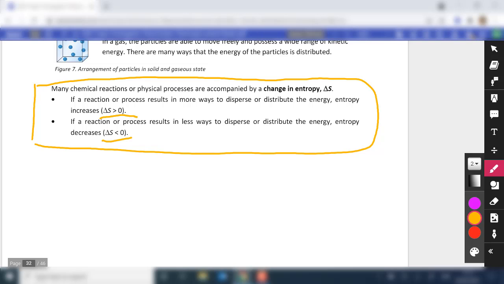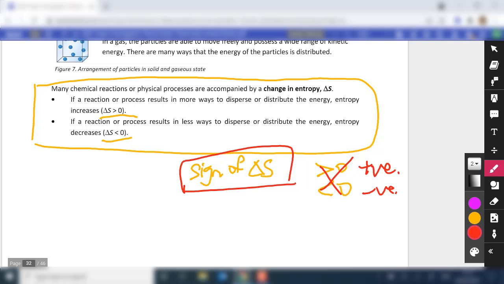One thing you might want to take note of is that in the case of questions, they usually will ask you for the sign of delta S. When they ask you for the sign of delta S, you cannot say greater than zero or less than zero. This is not a correct way of answering. You have to tell us whether it is positive or negative. So basically read the question carefully. If the question asks for the sign of delta S or delta H or delta G, make sure you write it as positive or negative. Don't just say greater than or less than.